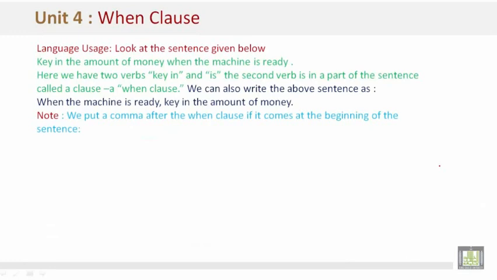Now let's take a look at the when clause. Look at the sentence given below. Key in the amount of money when the machine is ready. Here we have two verbs, key in and is. The second verb is in a part of the sentence called a clause. Which clause? A when clause. We can also write the above sentence as when the machine is ready, comma, key in the amount of money. Note, we put a comma after the when clause if it comes at the beginning of the sentence.